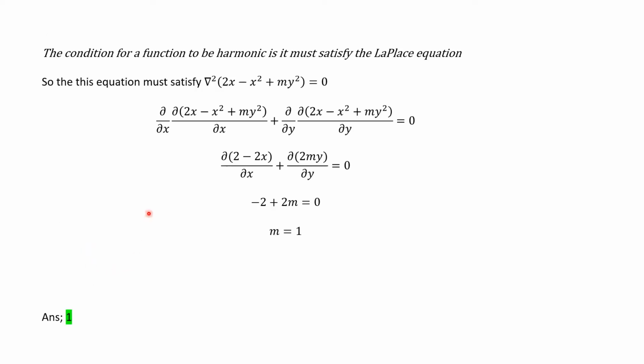And here is the solution. We all know that the condition for a function to be harmonic is that it must satisfy the Laplace equation. So this equation must satisfy del square f of x is equal to 0. In place of f of x we can put 2x minus x square plus m y square. By solving it we can get that m is equal to 1. So the answer will be 1.